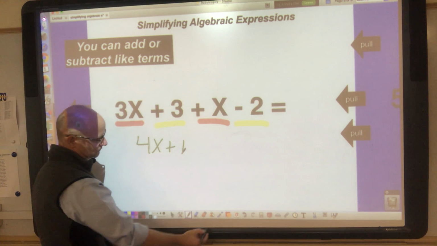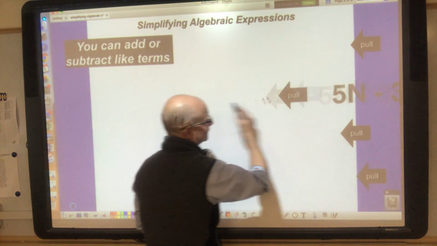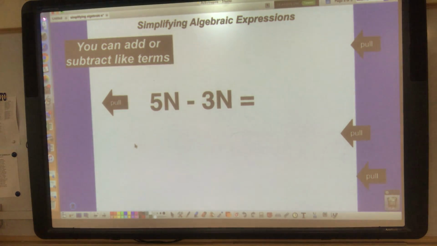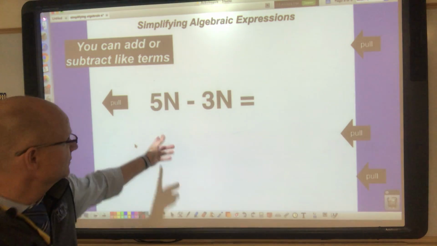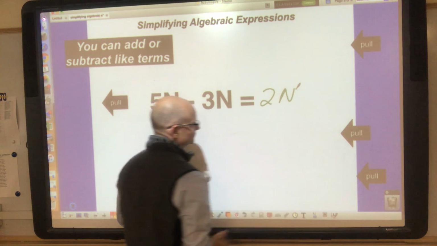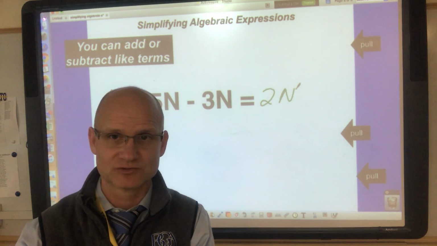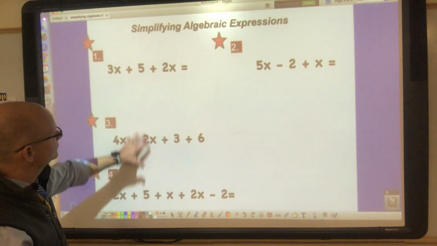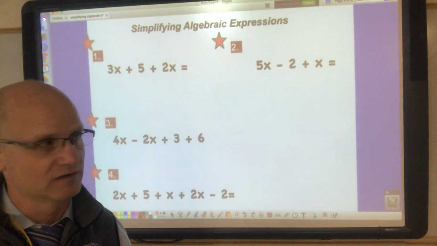Let's try one more. See what we got back here. Okay? 5 seconds. What do you think? Did you say 2 of those numbers? Yeah. 5 numbers minus 3 numbers gives you 2 of those numbers. So you can combine your like terms. You can add or subtract your like terms. So press pause and solve these 4 problems, and we'll go over them in class tomorrow. Go ahead, press pause and solve these, okay?